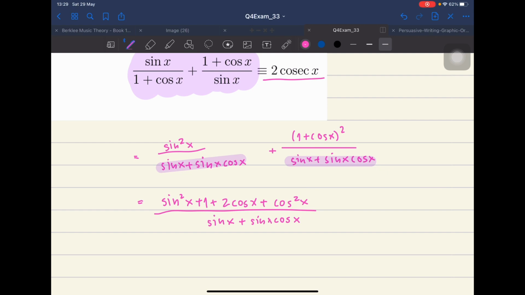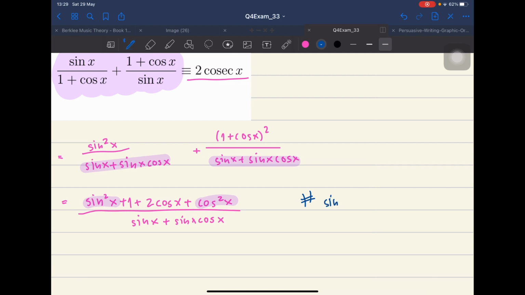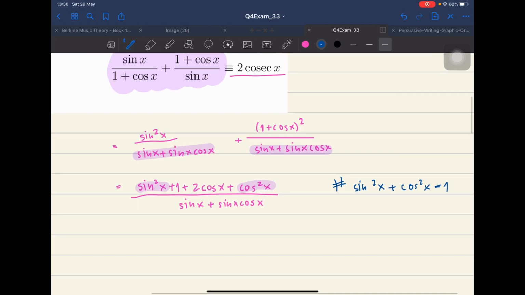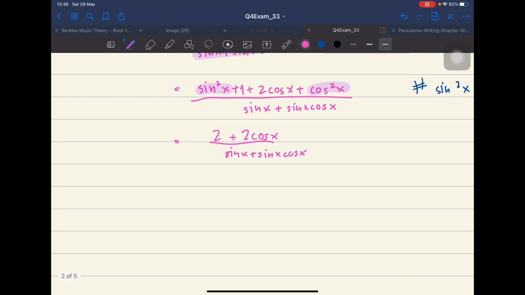So for this one, I would like to change these two values because sine to the power of 2 plus cos to the power of 2x equals 1. So 1 plus 1 is 2. So it's going to be 2 plus 2 cos x over sine x plus sine x cos x. I can see that I can pull something out, which is 2, leaving 1 plus cos x on the top, and below I can pull out the sine x, so it becomes 1 plus cos x. So I can cut this off.